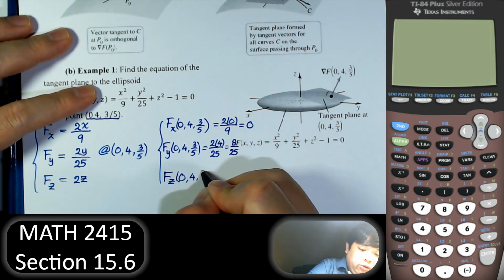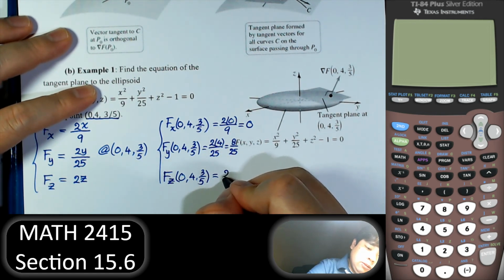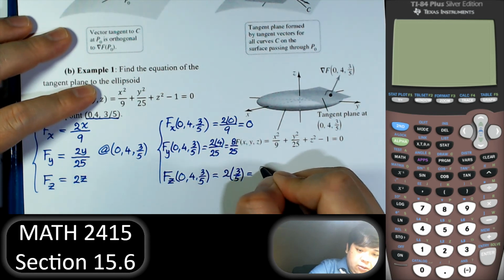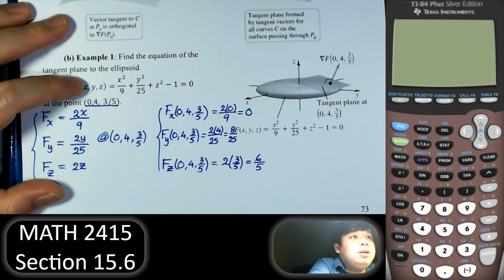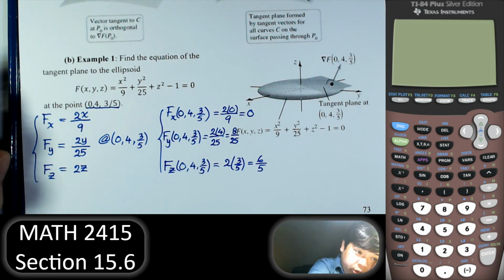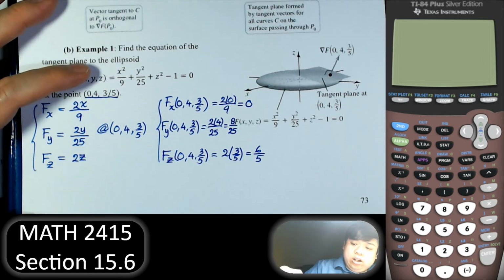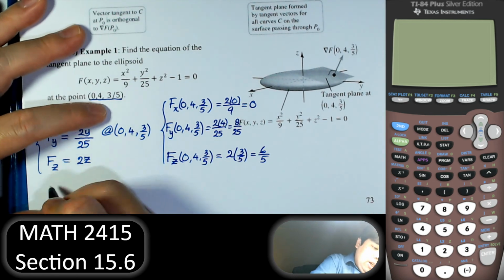And then we put 3/5 in for z. Give us 6 over 5. So as simple as that. So we find that, and then we just have the equation of the tangent plane. Just write it down.